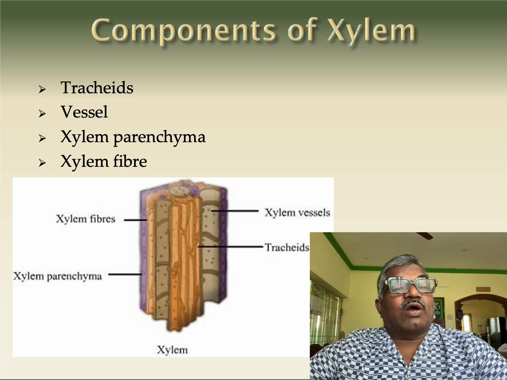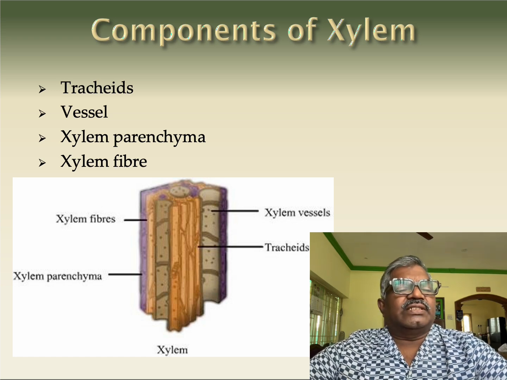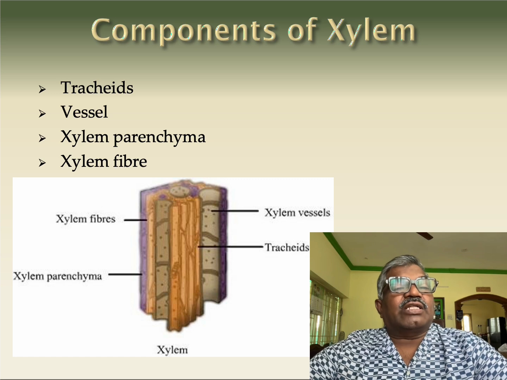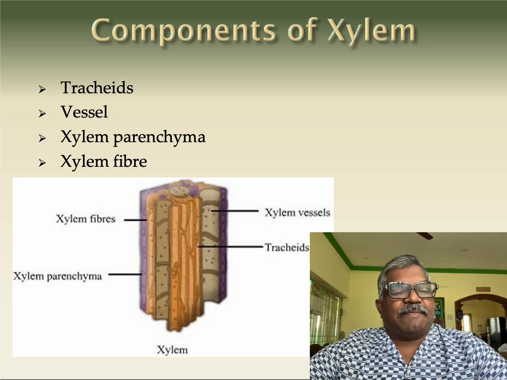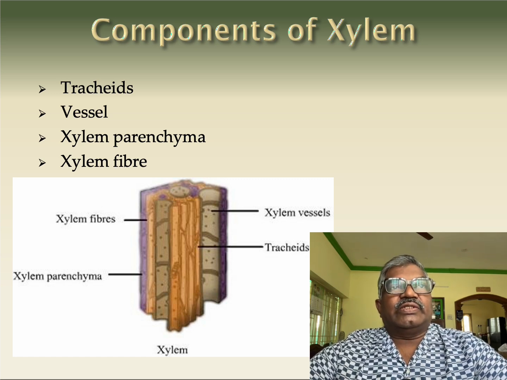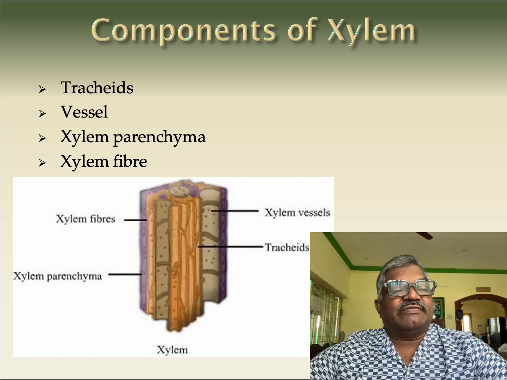Now, components of xylem. Very important, questions will be asked: what are the components of xylem? I already told you that in the vascular bundle there are two important tissues, complex permanent tissues, known as xylem and phloem. Xylem consists of tracheids, vessels, xylem parenchyma, and xylem fiber. These are the four components present in the xylem: tracheids, vessels, xylem parenchyma, and xylem fiber.